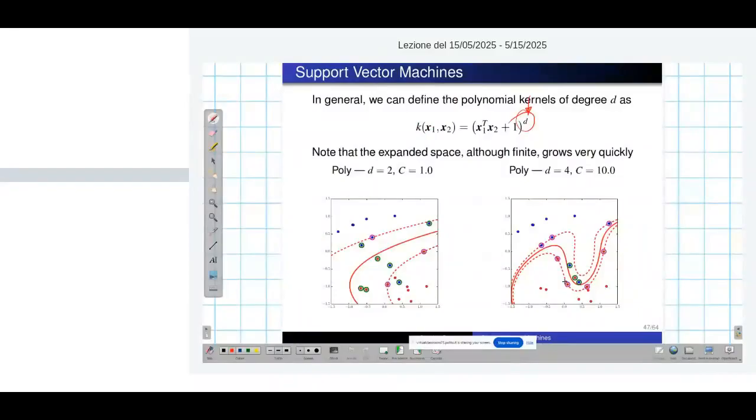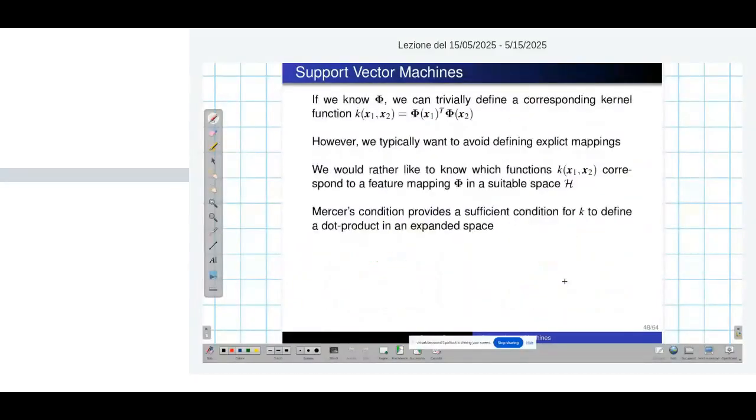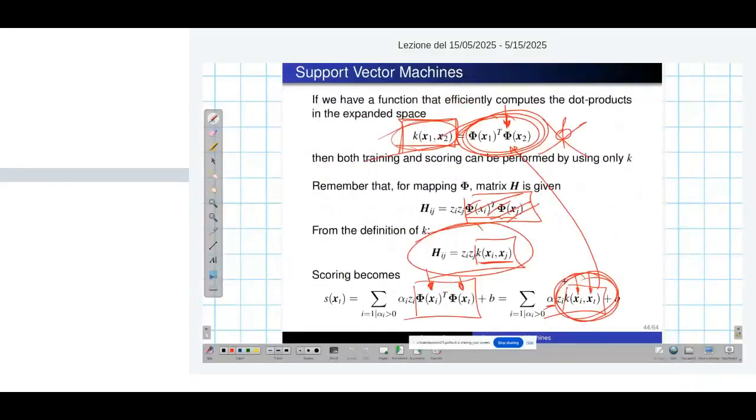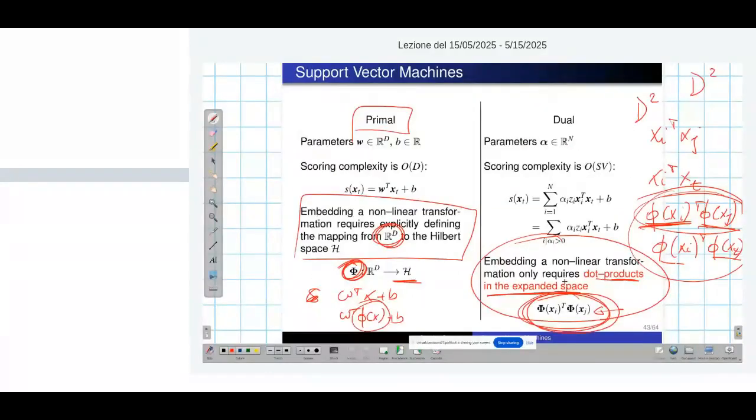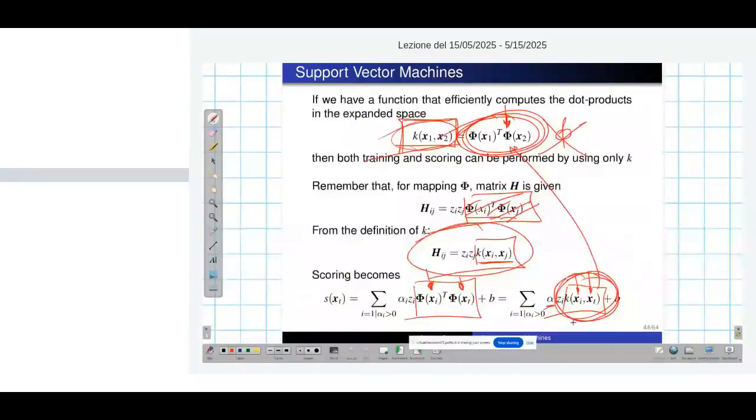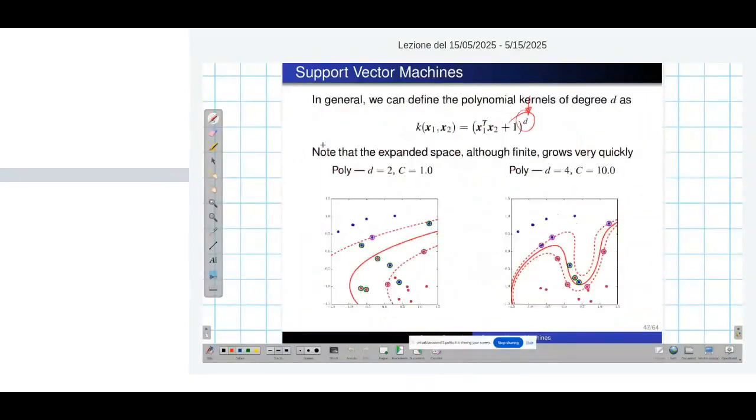So I can use this model to implement nonlinear separation through embedding in an expanded feature space, but without computing explicitly the embedding, because I can represent the dot products in the expanded feature space in a compact way.